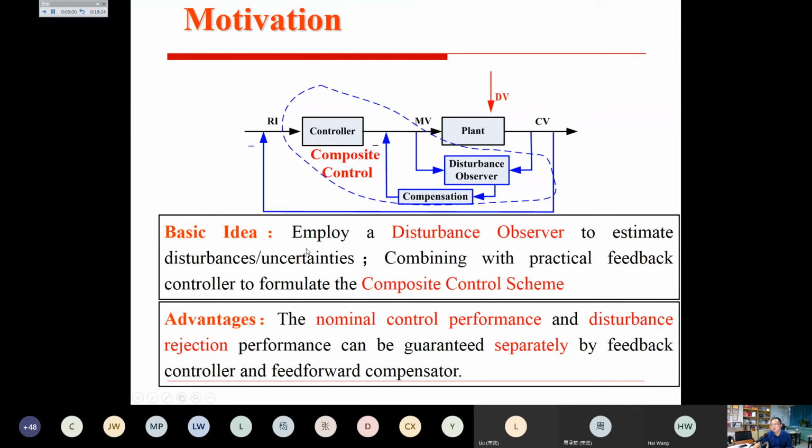The advantage is that in this case, the nominal control performance and the disturbance rejection performance can be guaranteed separately by the feedback controller and the feed-forward compensator. If the disturbance can be well treated by the compensation term here, we don't need to use the integral. Just use PD or a linear feedback control here, and then we have a disturbance compensation term.